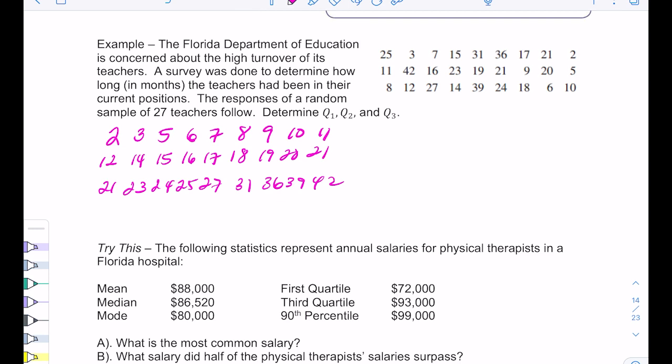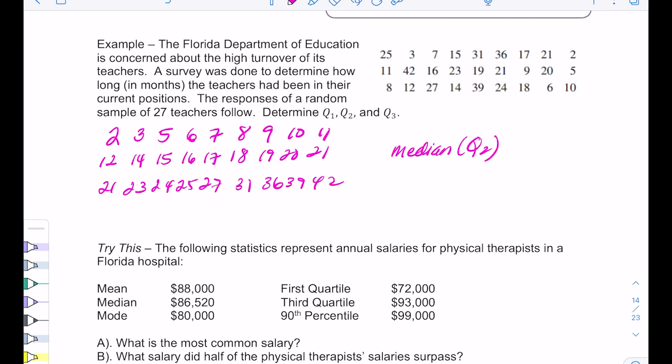So the first thing I want to do is find the median, which is Q2. To find the median, I'm just going to find the middle. I know there's 27 teachers, so I know that the middle is going to be after I get to 13, because 13 plus 13 is 26, plus 1 is 27.